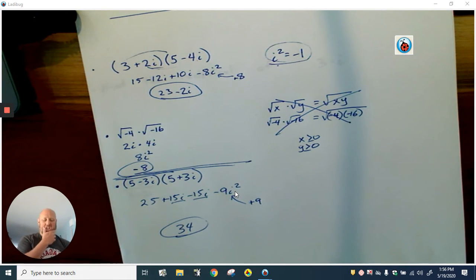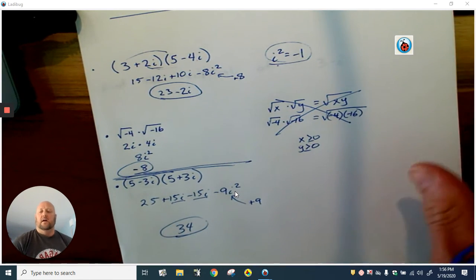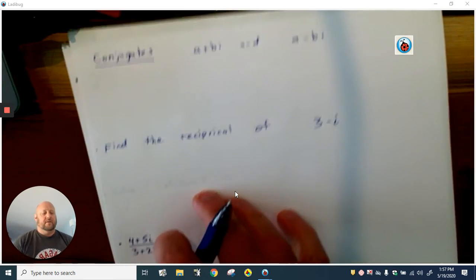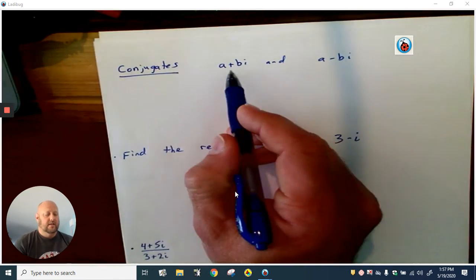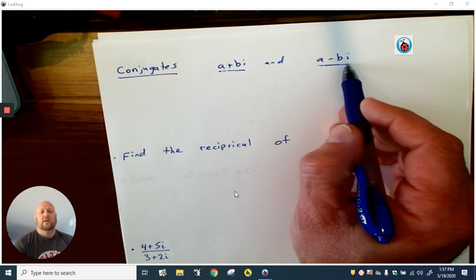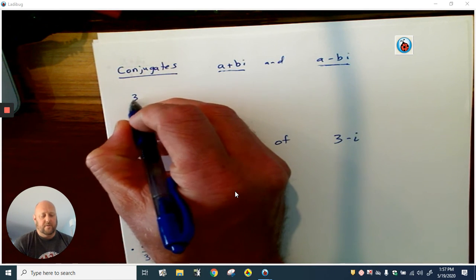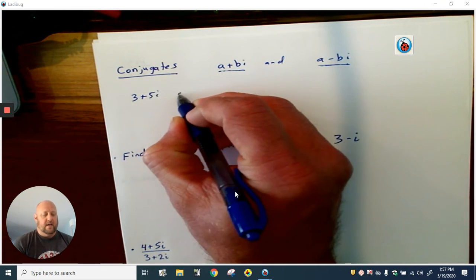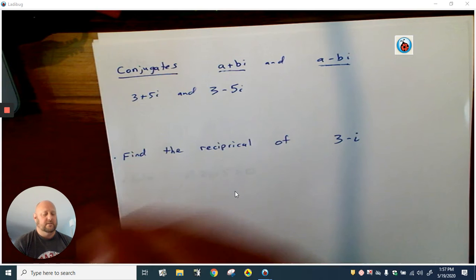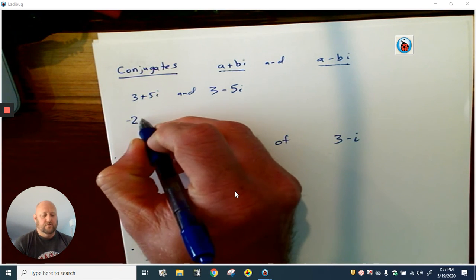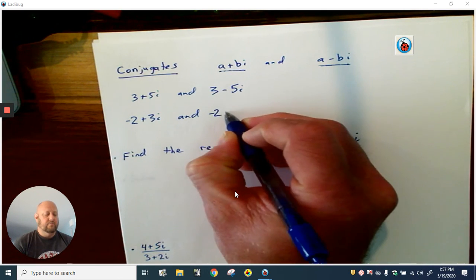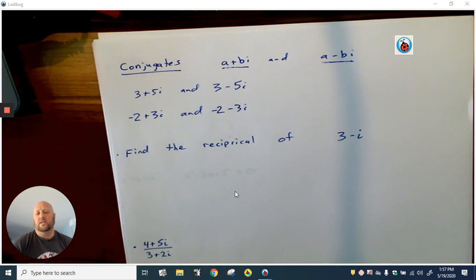Okay? And that actually leads me into my next term that we have to talk about, which is conjugate. Okay? And what a conjugate is, anything in the form of a plus bi has a conjugate of a minus bi. So 3 plus 5i and 3 minus 5i, those are what we call conjugates. Negative 2 plus 3i and negative 2 minus 3i. Those are going to be conjugates of each other.